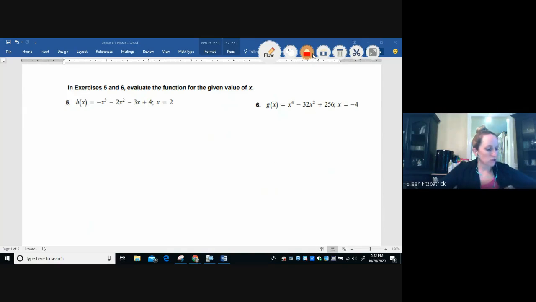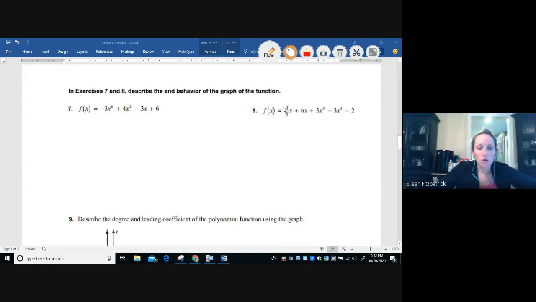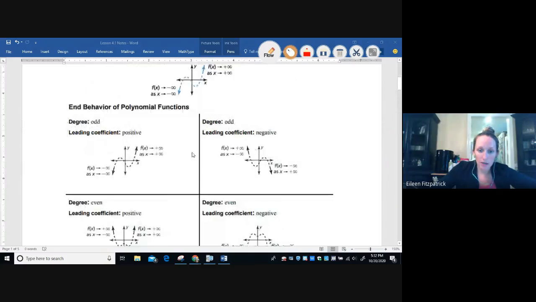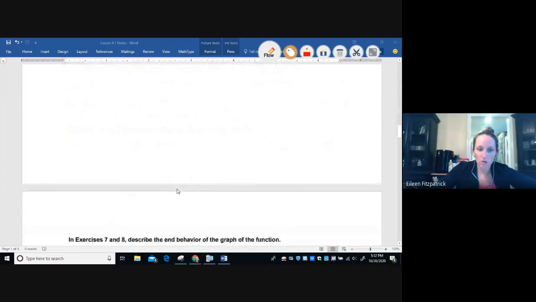I think we just have 3 more problems that I want to do tonight. So 7 and 8, describe the end behavior of the graph of the function. So this is where hopefully the chart up here will start making more sense. Okay, so follow along with me.